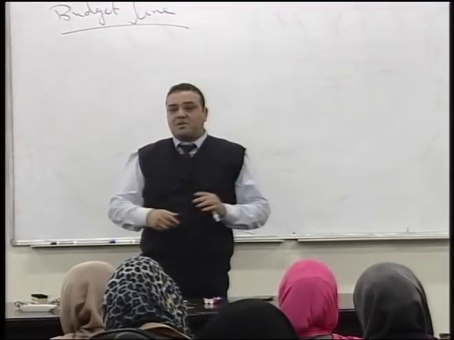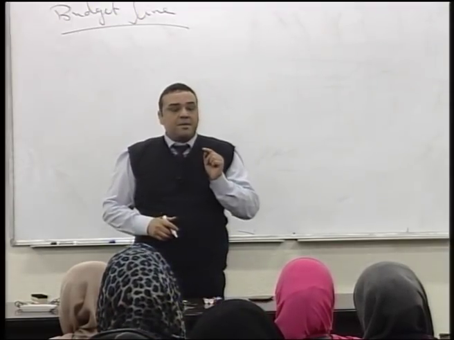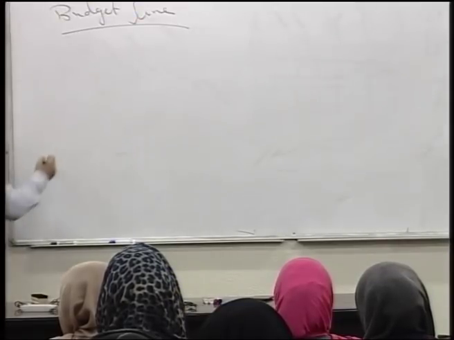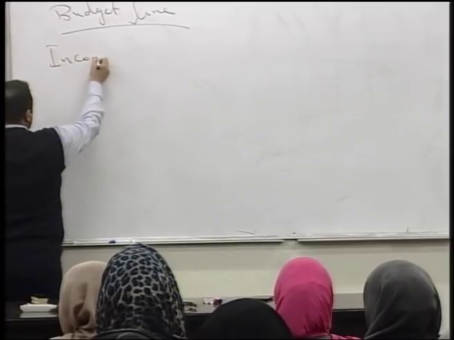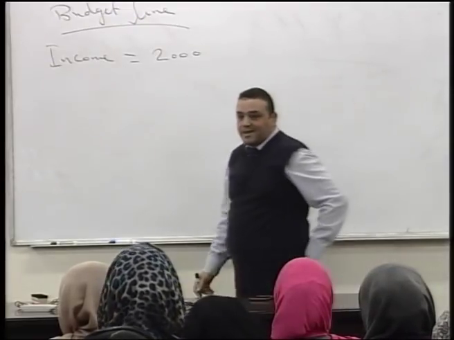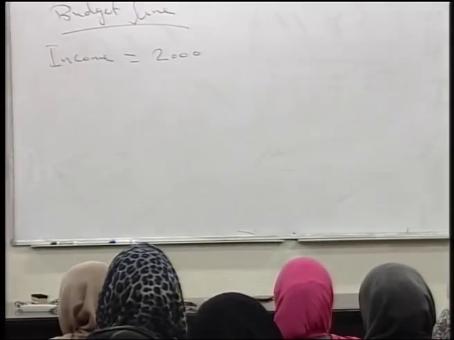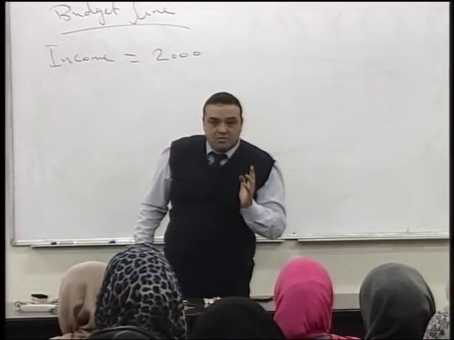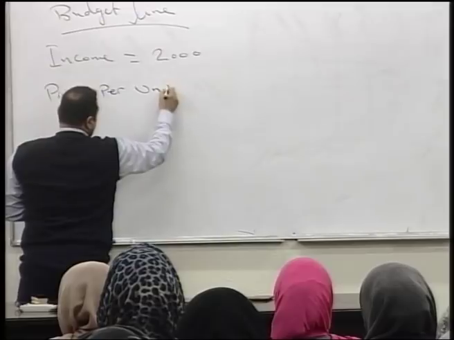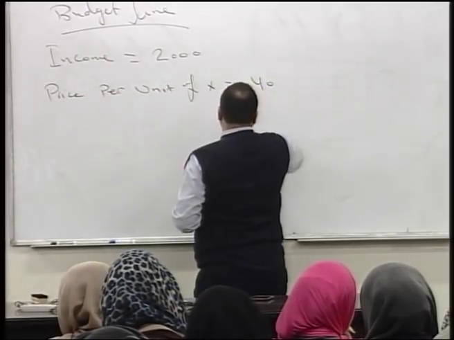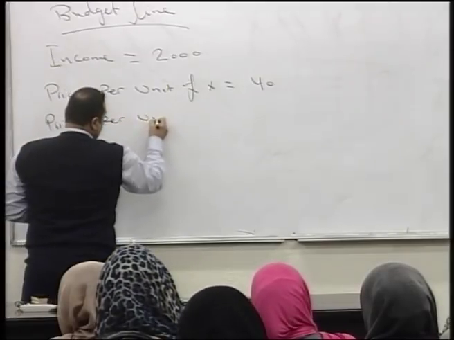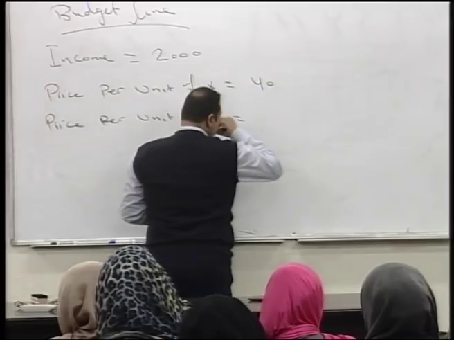Let us assume that we are talking about a consumer, and this consumer is granted a salary or an income of $2,000 a month. So let us assume that the consumer's income equals $2,000. And he allocates his income to buy 2 products only, X and Y. Let us assume also that the price per unit of X equals $40, and the price per unit of Y equals $20.